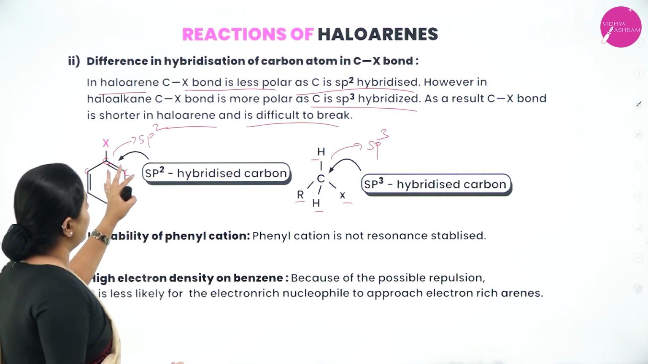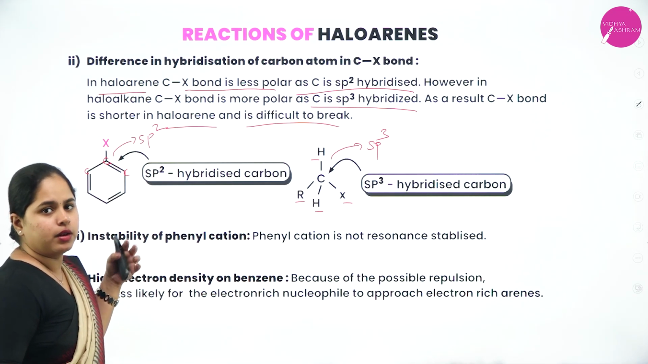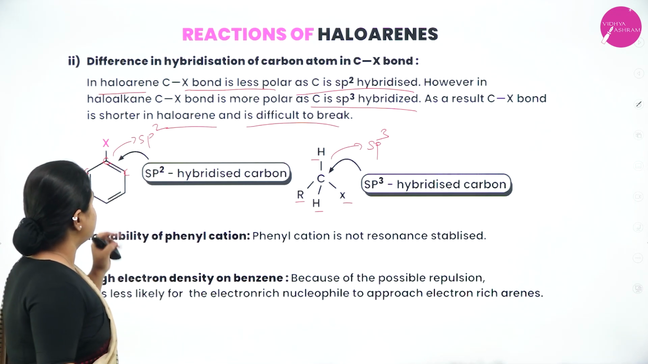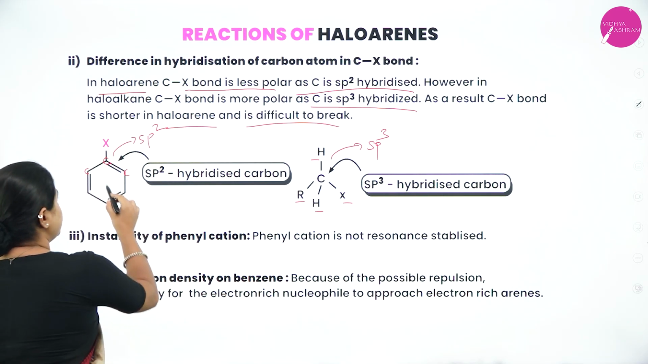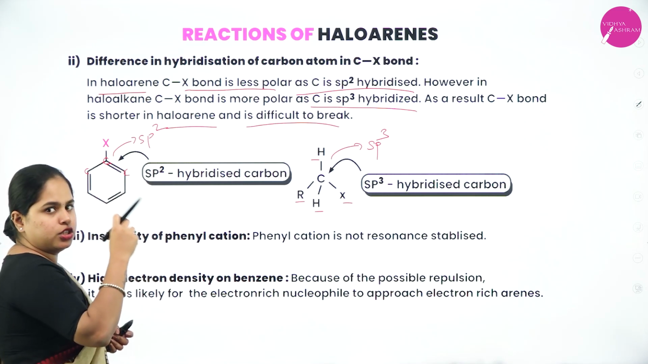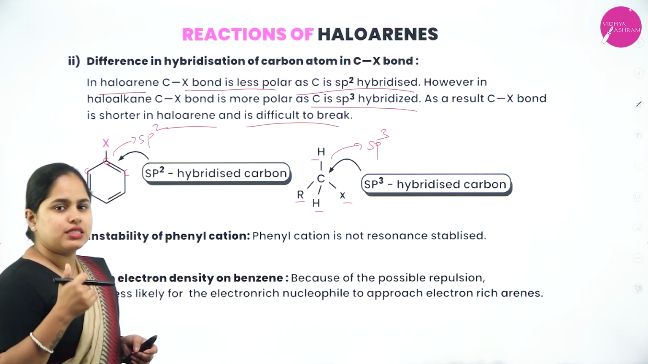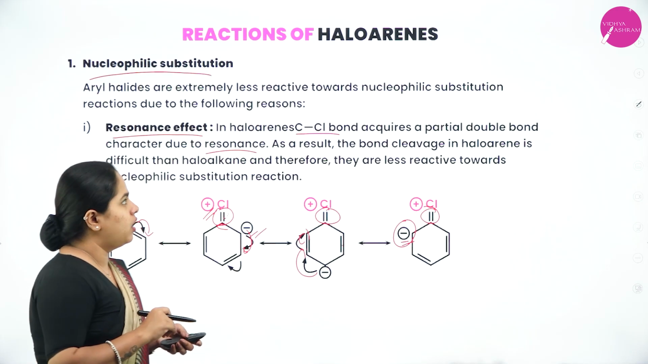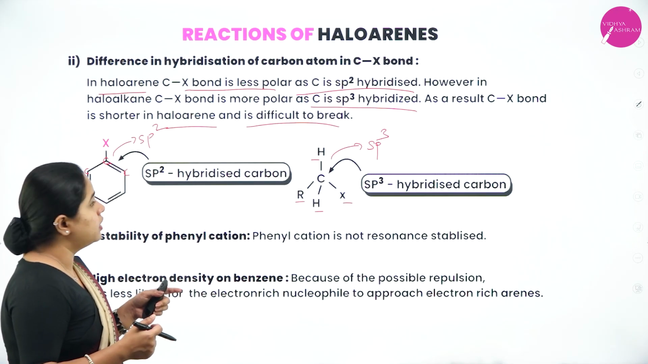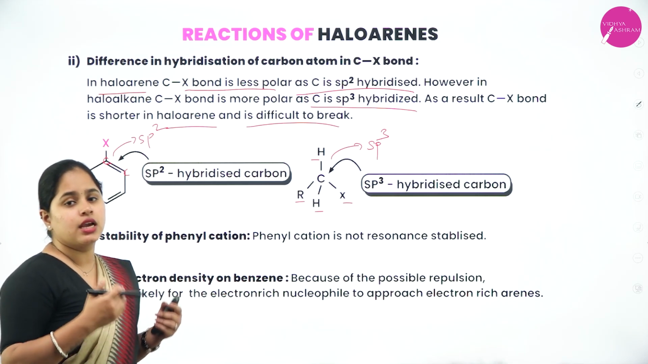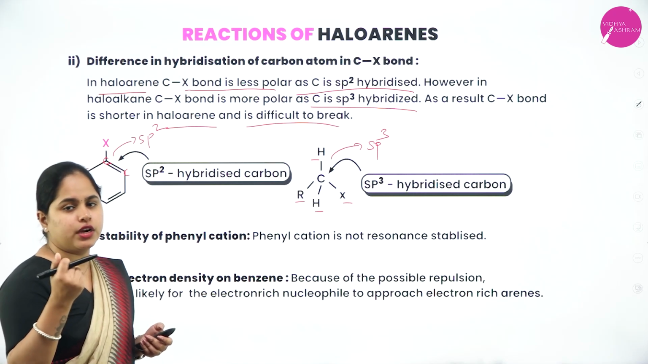As the s character is more in the case of haloarene, the bond will be stronger. In such cases, what will happen? As it is stronger, it will be shorter. This bond between the carbon and halogen will be shorter, and because of that, it will be difficult to break this bond. So that is another reason. The first reason, as we discussed, was the resonance effect. The second reason is the difference in hybridization. As it is sp2 hybridization in haloarene, it becomes difficult to break the bonds.